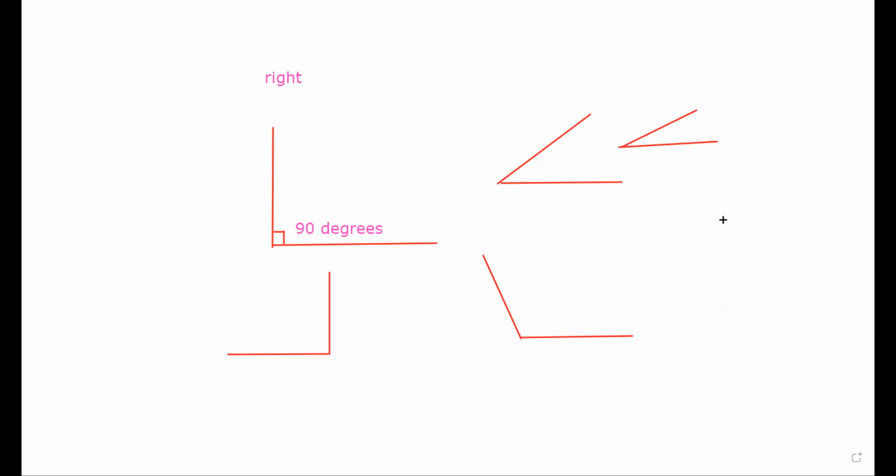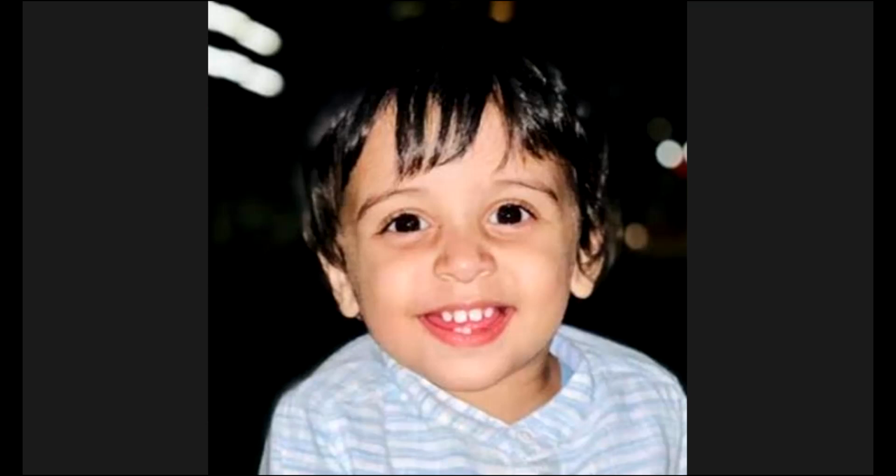Did you understand? See the L. If it is exactly L, it is 90. If it is closed, it is less than 90. If it is open, it is more than 90. I'm sure I'm very clear on this now. Okay. Now coming here.